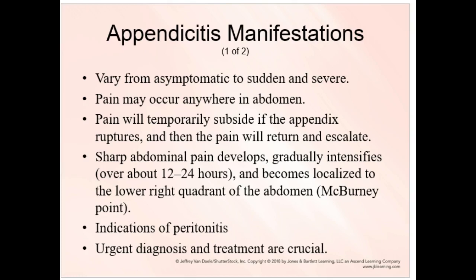So manifestations can be asymptomatic to sudden and severe. Can start as pain anywhere in the abdomen. Quite often it'll go to that right lower quadrant, halfway along the ligament, okay, in the abdomen, and that is McBurney's point, the inguinal ligament. Indications of peritonitis may be signs and symptoms of this as well, and this is an urgent diagnosis and treatment.